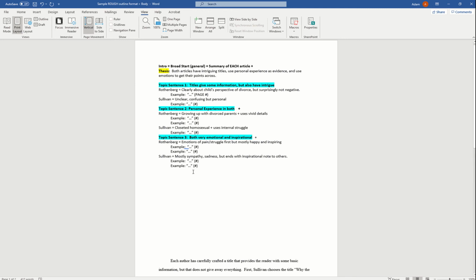Now my paper is 75% done, especially if, like you should, I have the examples picked out, the quotes picked out. I have a thesis, I have topic sentences, and I have examples. You do not need to do this part for your outline. I wrote this up here just so I remember. I want to start broad, and then I want a summary, and then I want the thesis. That's going to be my intro.